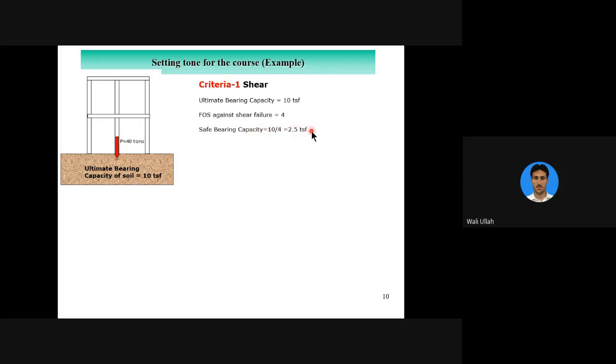What does it mean? It means that the pressure on the soil due to the structure should be within 2.5 ton per square foot. Right? It should not exceed 2.5 ton per square foot, so that you are much away from 10 by a factor of 4.